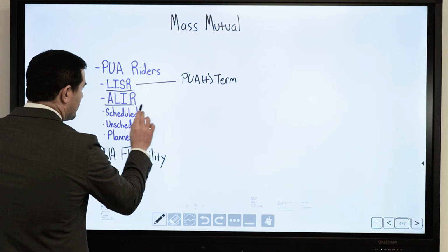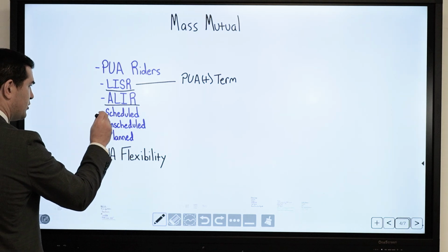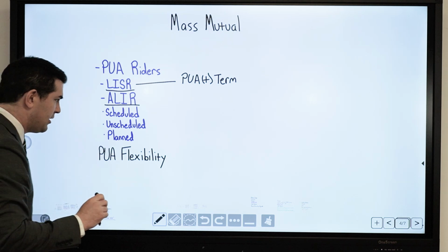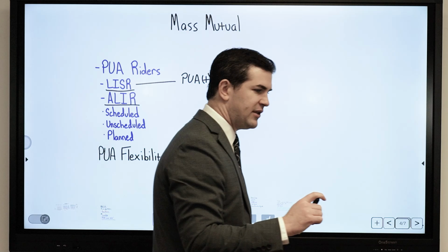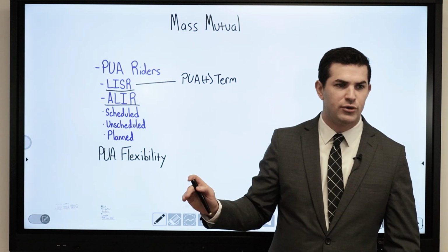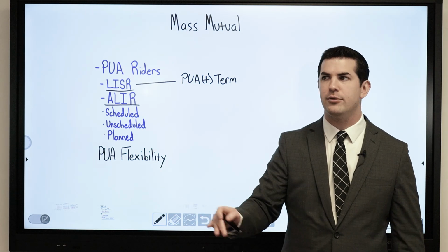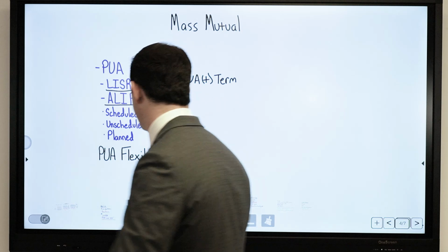When it comes to their AILR component, there are 3 types of AILR they have: scheduled, unscheduled, and planned AILR. There's a lot of material on this because of the amount of time to go through this in thorough detail. We've got that in our membership program. If you're a member, we've got a thorough overview on those different riders and examples of how they work.